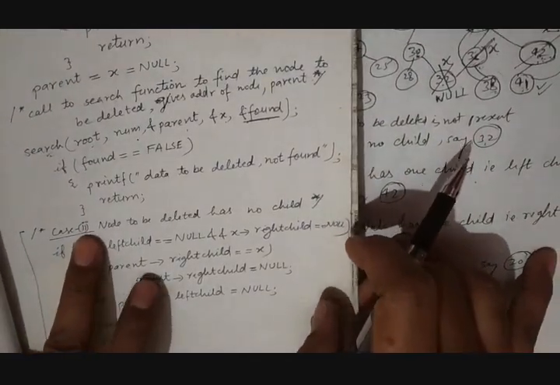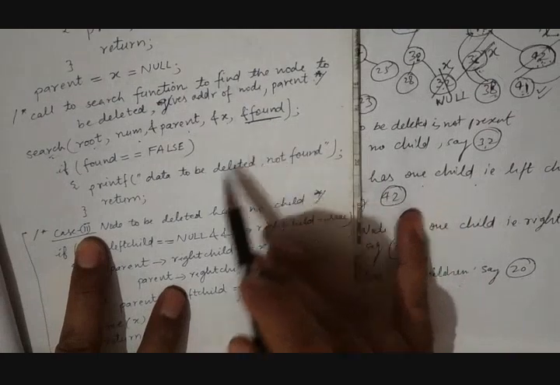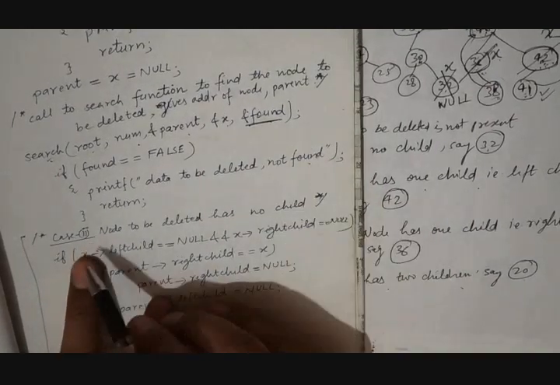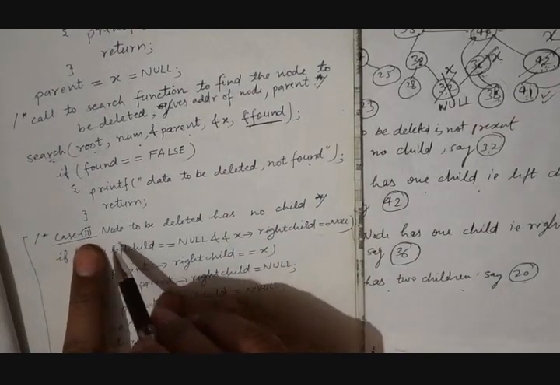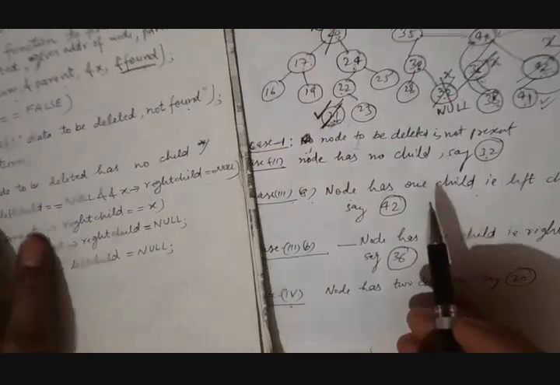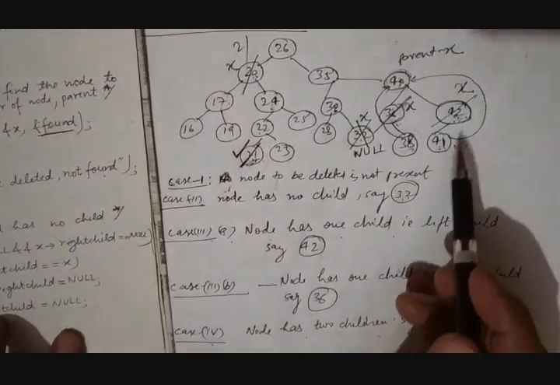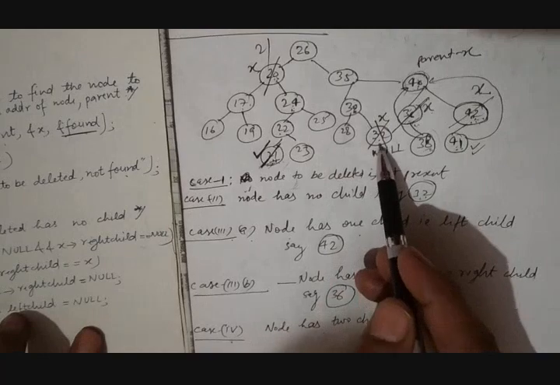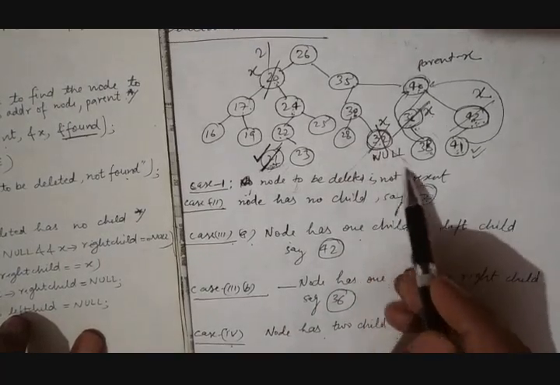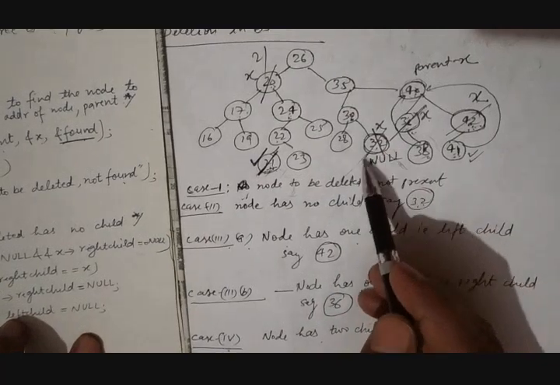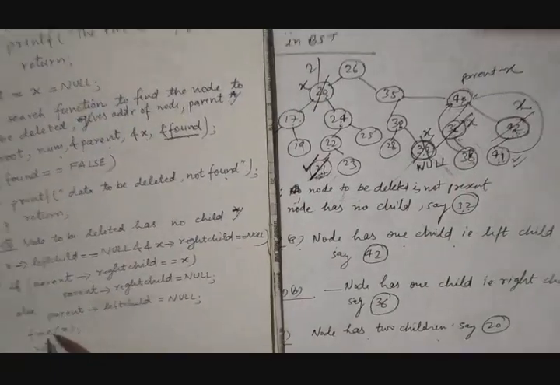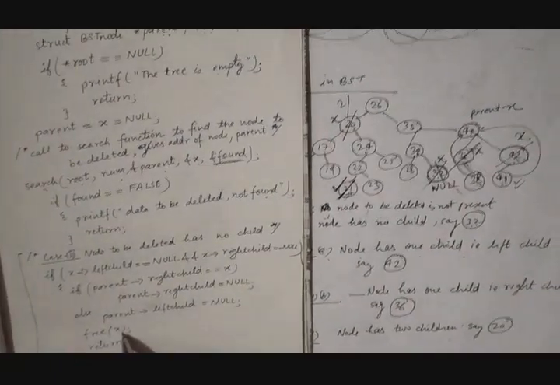So now we start from the cases. Case 1 says that okay, if the item is not found, then we'll say the data to be deleted is not found. Now case 2. Case 2 says the node to be deleted has no child nodes. For example, let's say here the 32. Now we want to delete node 32 here. It does not have any child nodes, so it is a very simple deletion. We will just call the free function on X. Just see here, we have called the free function of X over here.